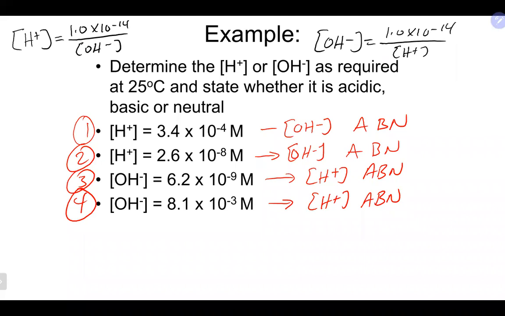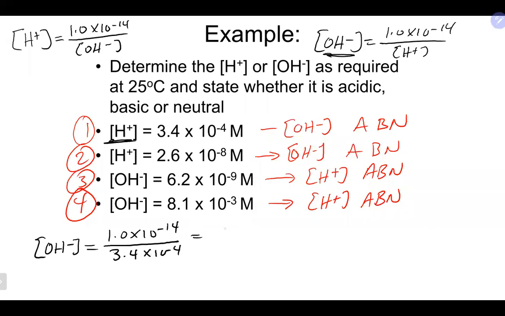Okay, let's take a look. So like I said before, the good news on this calculation, it's pretty much the same calculation regardless of which one's given to you. Once again, we do want to make sure we use our exponent button here properly. So on the first one, they gave us the H plus, which means we could calculate the OH minus. So the OH minus concentration here would be 1 times 10 to the minus 14, which is the value of Kw. You always have that number there for you to use. Divided by our 3.4 times 10 to the minus 4. So that is 1 exponent button, negative button, 14, divide button.